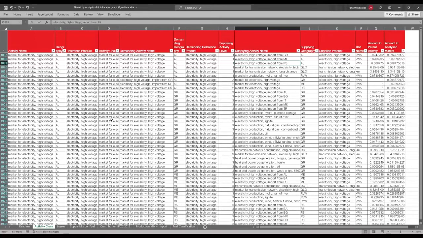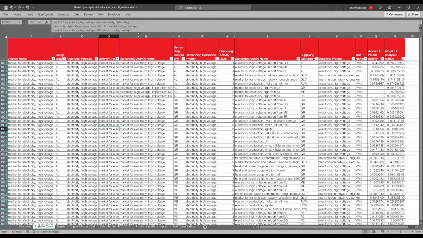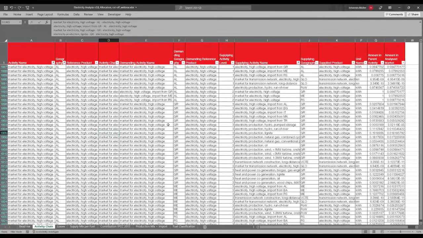And for each of the entries, this pathway can be seen in the activity chain column. So here we see, in this case, we have lignite production in Greece, which goes back through the high voltage electricity market in Greece, through the import data sets to the market in Albania.